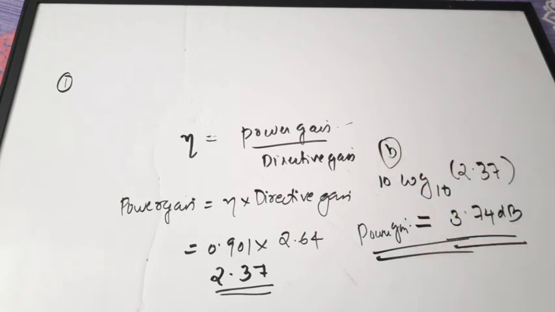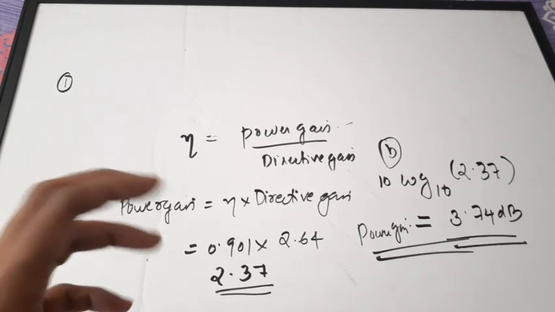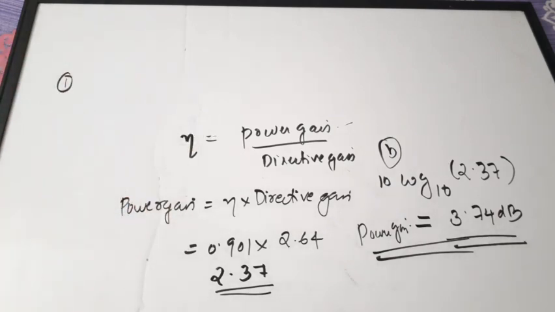Now I'll tell the quick way of doing these questions. You can relate the efficiency with two equations. One is in terms of the gains, one is in terms of the resistances. So we have first taken the equation of resistance and found the efficiency, and we have substituted the efficiency value in the gain equation, and thus we have found the power gain.